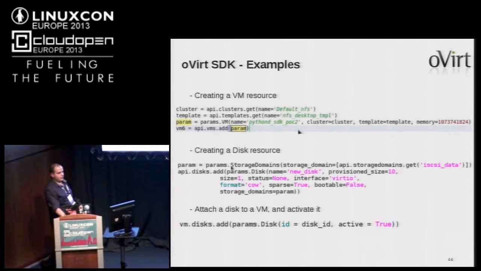If I would like to create a new disk, I say what storage domain I want to create the disk on, and in here we just say API disks add to create a new disk entity. The parameters are, this is the name, this is the size, status, interface, format, and etc. Once you created a new disk, you can attach it to the VM. Again, using vm.disks.add, because we add a new disk resource in the VM, and passing the disk ID and saying we would like to activate it now. We support hot plugging of disks in oVirt, so you can do that.